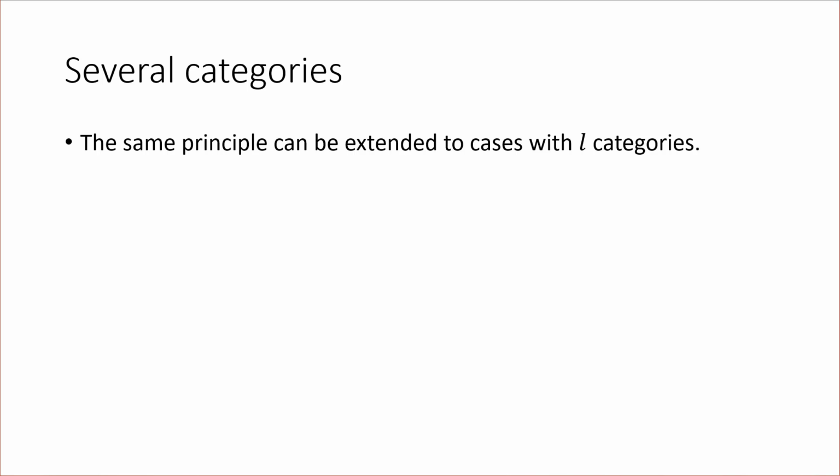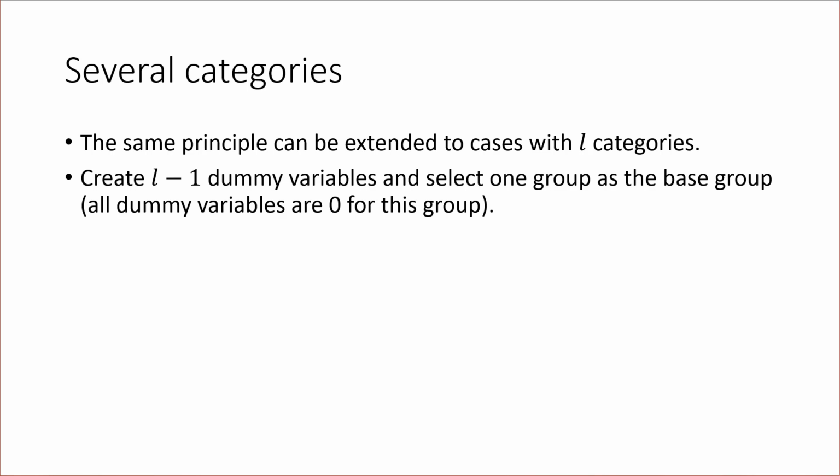So in general, if I have L categories, then I create L minus 1 dummies. Just like we did before, we had 3 categories and we created 2 dummies. I assign one category as the base group, and I set all of the L minus 1 dummy variables equal to 0 for this group. Then for group B, I set the first dummy equal to 1 and all the other ones to 0.